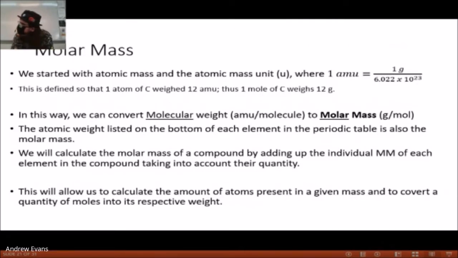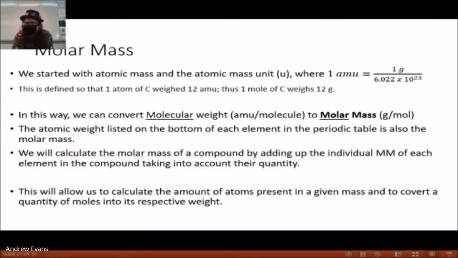Now, if you look at the bottom of each element on the periodic table, you will see the atomic mass, the weighted atomic mass. However, using this quick conversion, it can also be converted from atomic mass or molecular weight into molar mass. That instead of being AMU per molecule, it's also grams per mole. So the same number for carbon could be instantly scaled up without doing any real mathematical division. The weight on the bottom is the same.